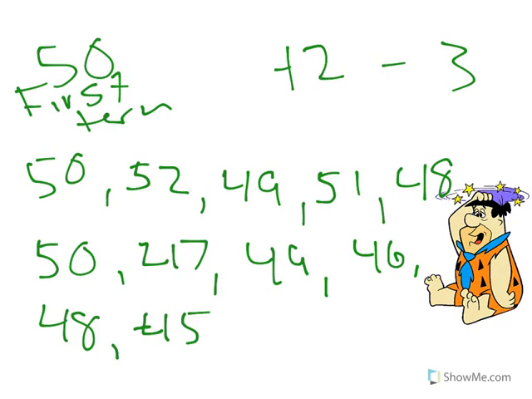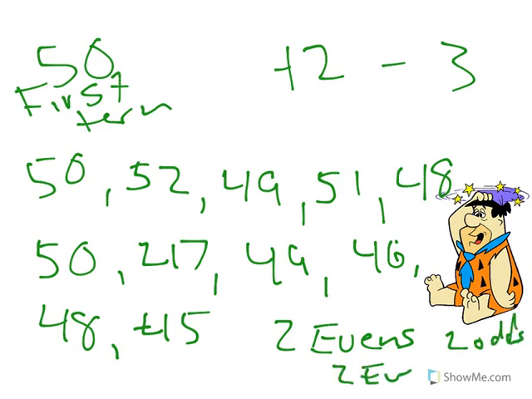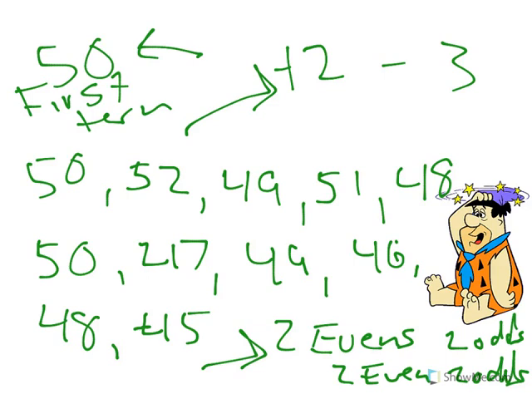It goes even, even, odd, odd, even, even, odd, odd, even, even, odd. So you have 2 evens, then 2 odds, and 2 evens, and then there's your pattern, and 2 odds again. So that's what you're doing. You're going to follow what they're asking you to do, starting with the first term, and then you have to describe a pattern you see with those numbers. That is how today's lesson is done.